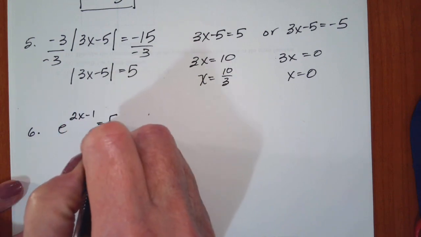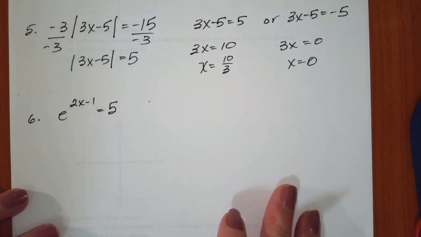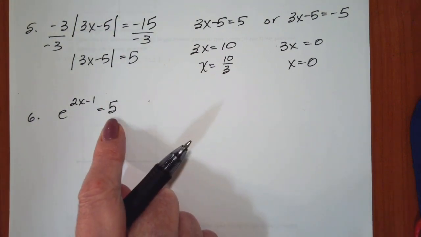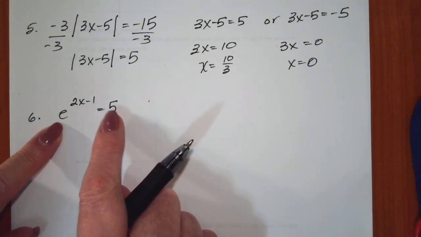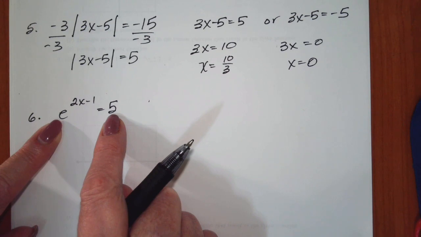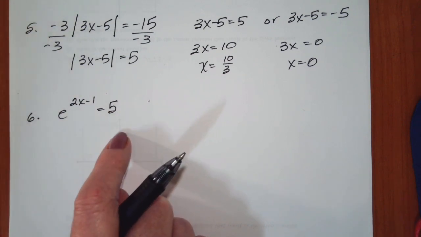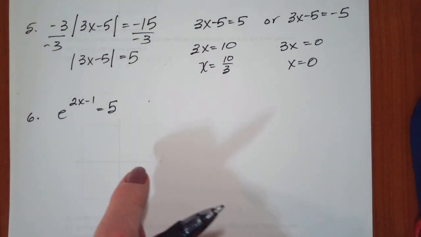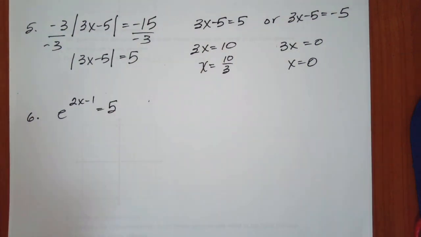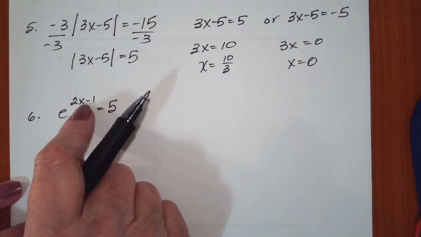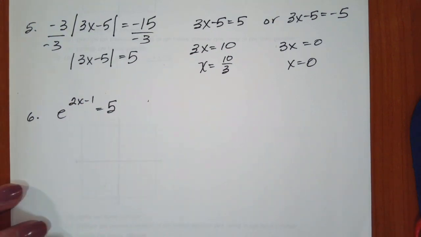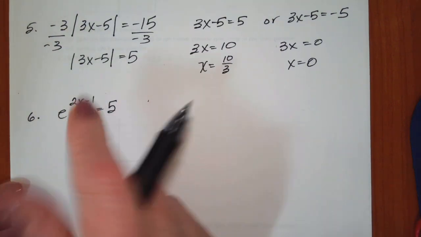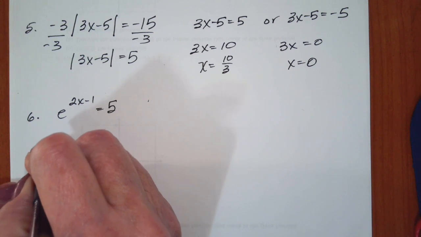is an exponential equation. I cannot turn 5 into a power of e, or e into a power of 5. So to get this out of the exponent, I'm going to take the log of both sides. Since it's e, I want to take the natural log of both sides.